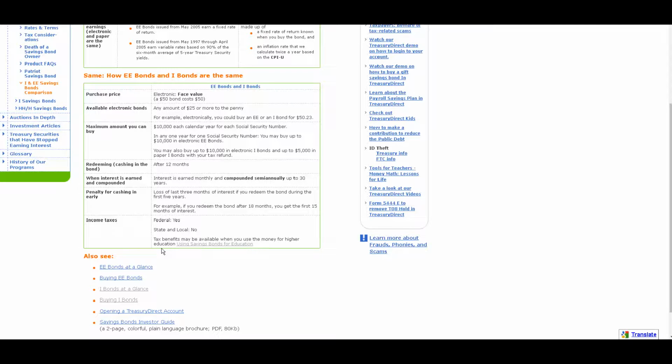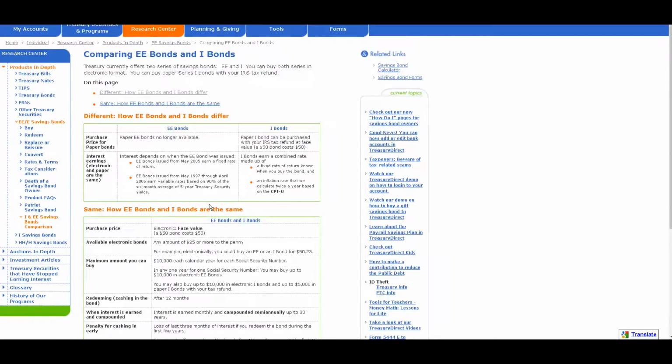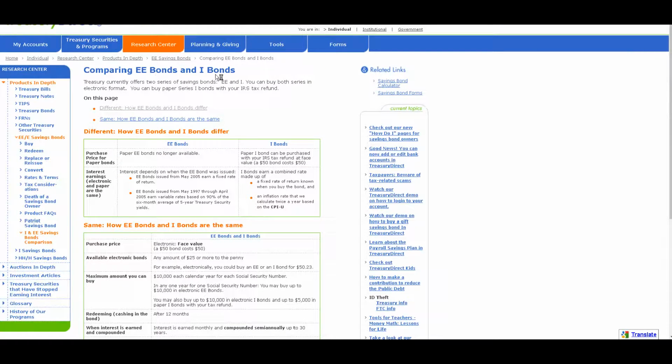So if you bought it for $10,000, you cash it out as soon as you hit the 20-year mark. When it's $20,000, you would only pay taxes on the $10,000 that you made. But if you used that $10,000 on higher education, then you could get it tax-free, and then you could just keep the $10,000 that you initially invested into it. So that's a good breakdown of comparing EE bonds to I bonds.